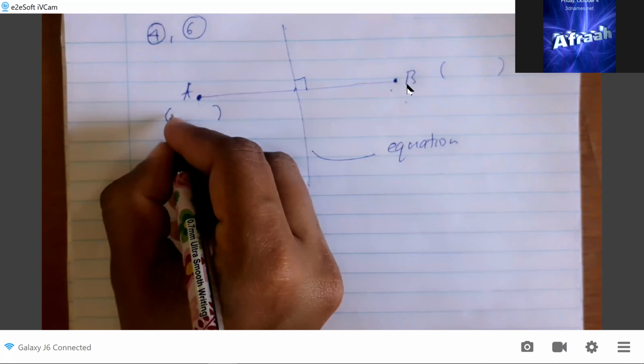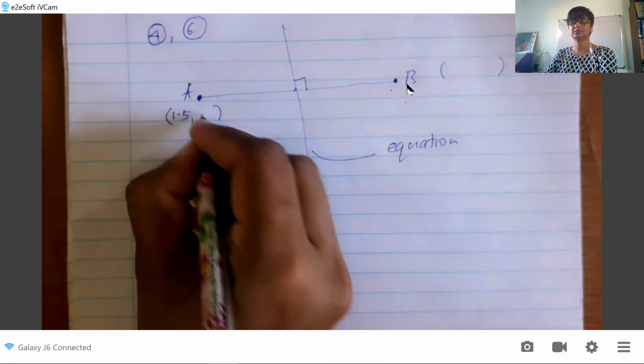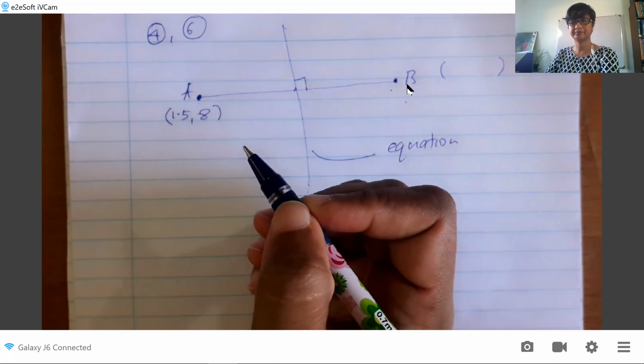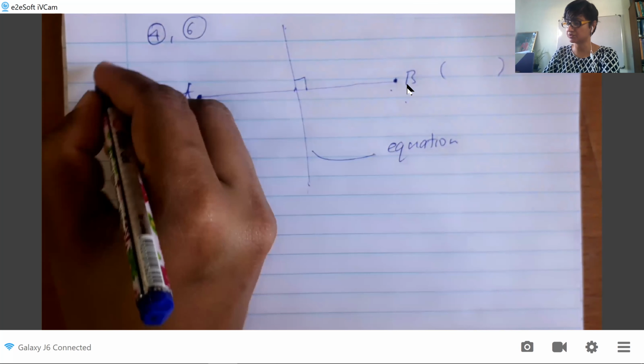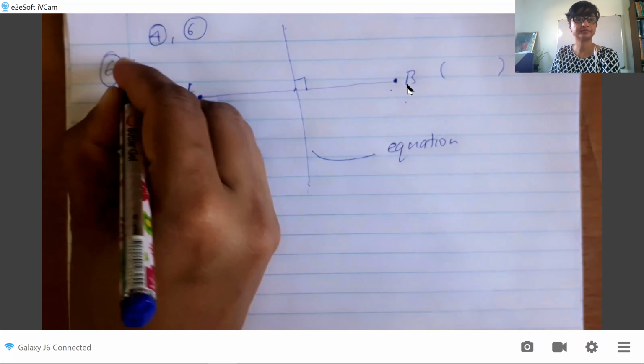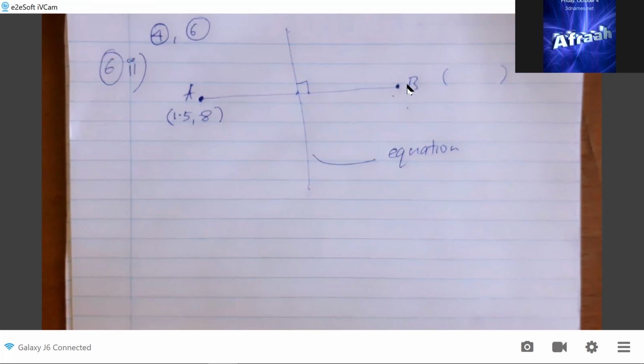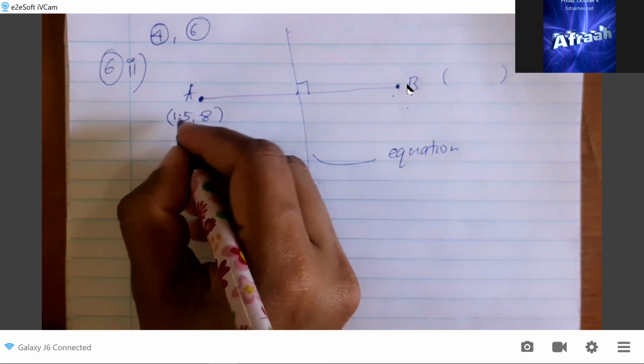1.58. 1.5. Wasn't that the answers of number 4? This is number 6, part 2. Shall I go and check? Sorry, Miss, I was reading the wrong one. Yes. Wrong question answer. Yes.